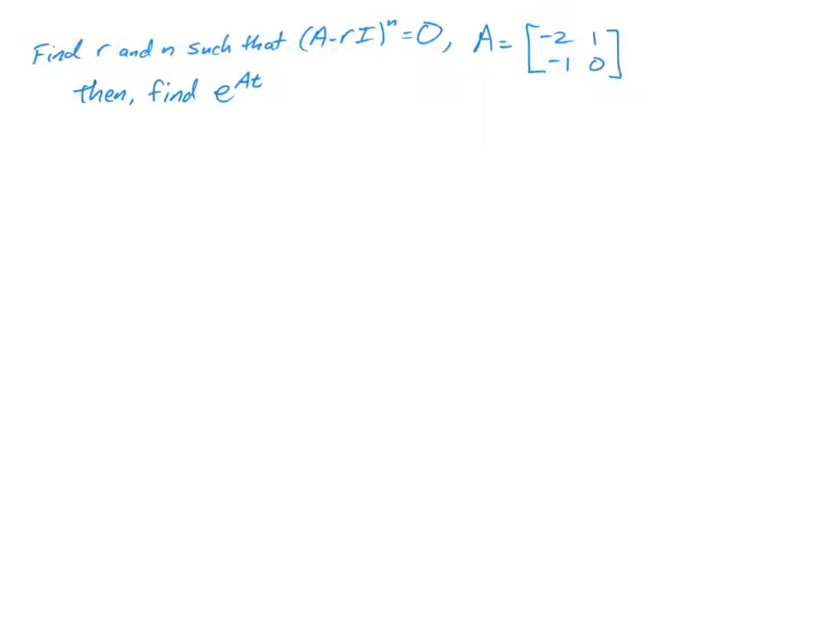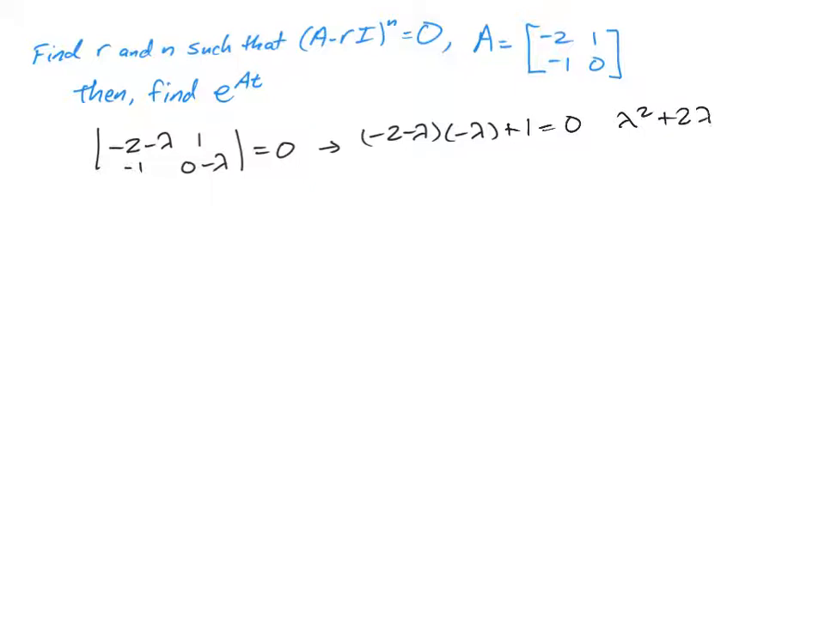To do so, we're going to take the matrix with -2 minus lambda, 1, -1, and 0 minus lambda, and take that determinant and set it equal to 0. That gives us (-2 minus lambda) times (negative lambda) plus 1 equals 0. Multiplying this out, we get lambda squared plus 2 lambda plus 1 equals 0. And that's going to factor as (lambda plus 1) squared equals 0. So both of our eigenvalues are the same. They're both equal to -1.